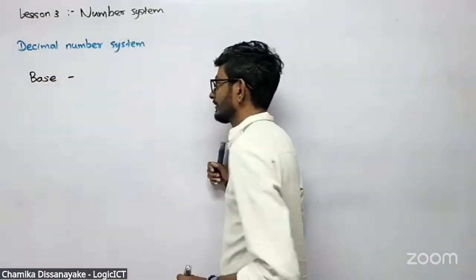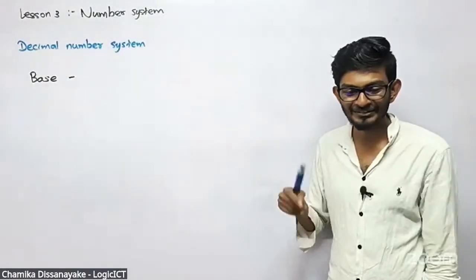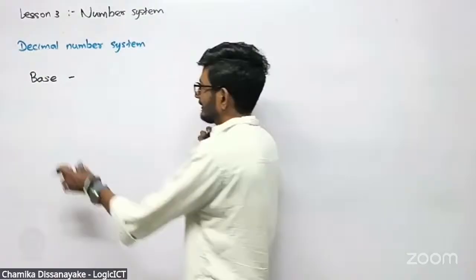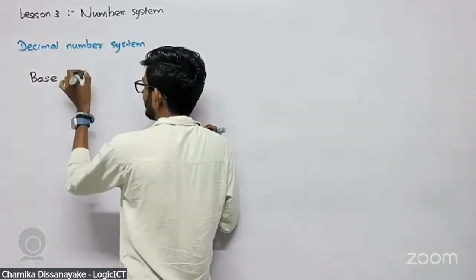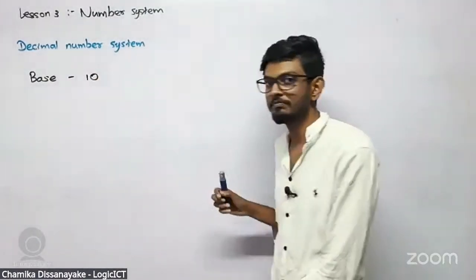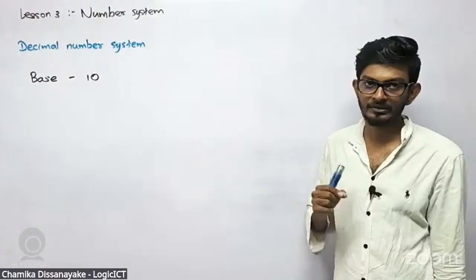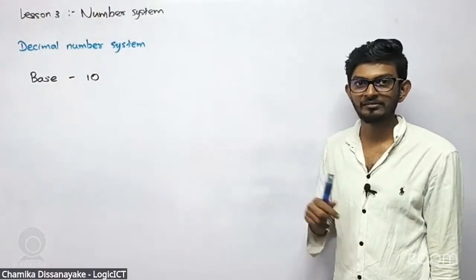Base means the base of the number system. In the decimal number system, the base is 10. Okay, 10 is the base. Likewise, there is a keyword, base.